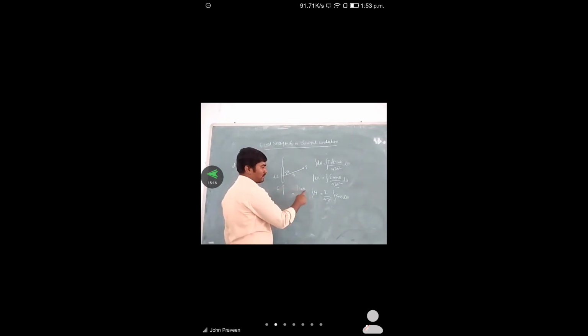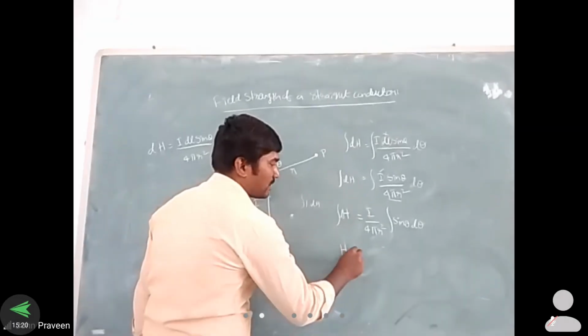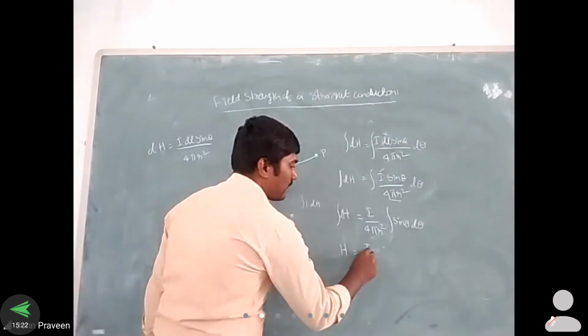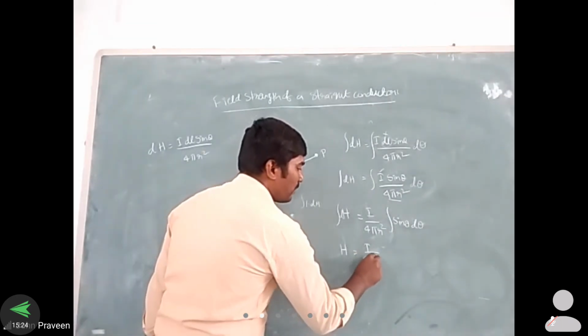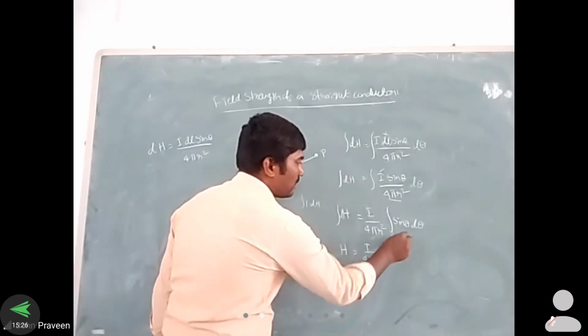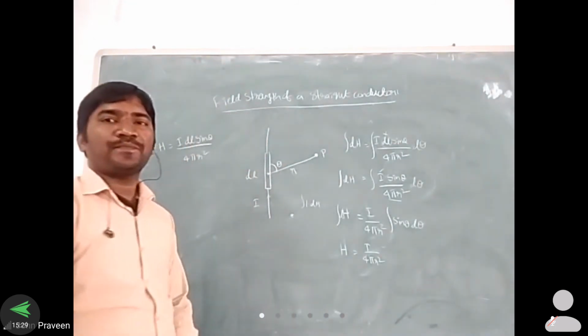We apply the integral to the 1, then we are getting the value as h. Constant is the same, I by 4 pi r square. What is the integral of sin theta?